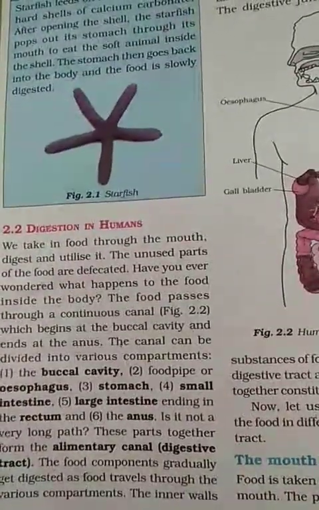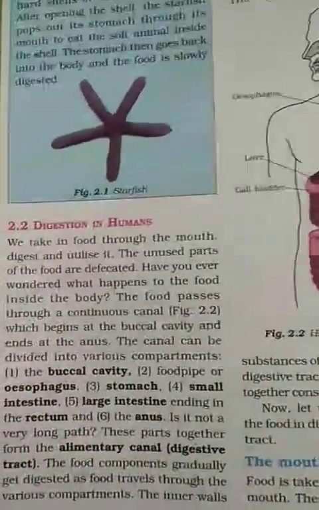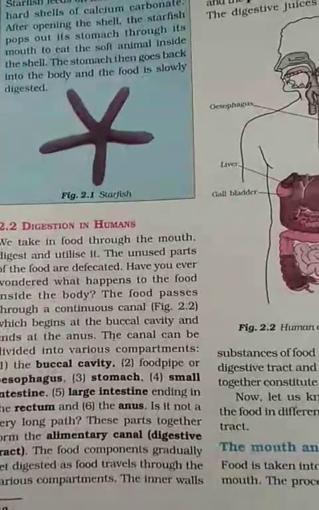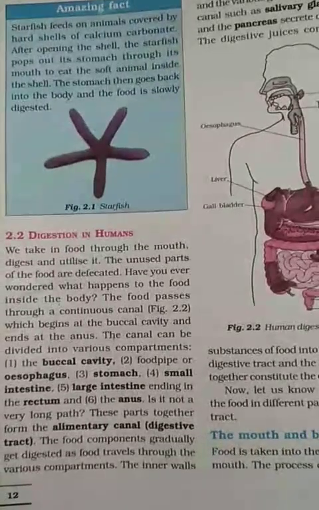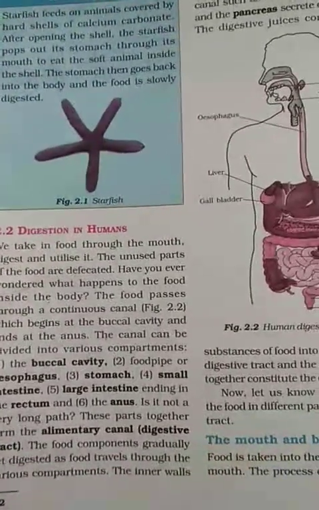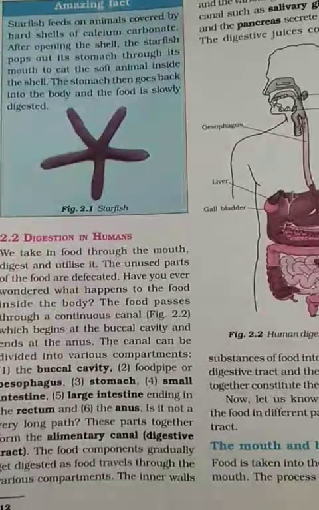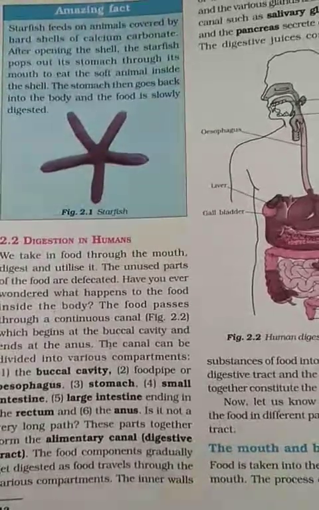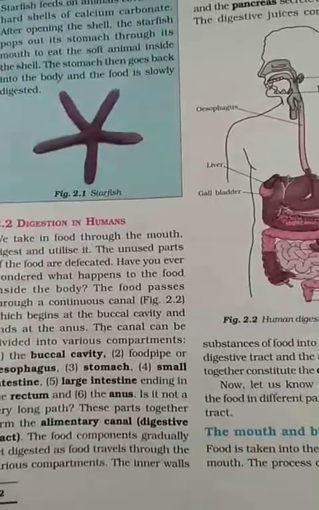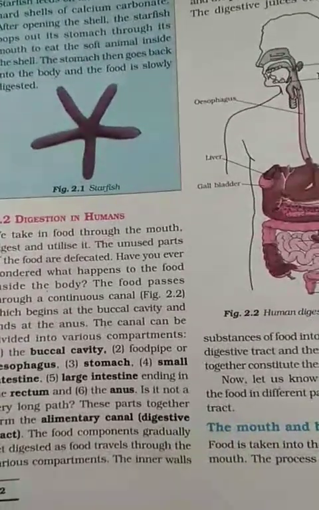Now we have seen the food intake process in different animals, and now we are going to study the next topic, that is digestion in humans, that is digestion in us. How are we taking food, what are the modes of taking food, what kind of food we are taking and how it is being digested in our body.